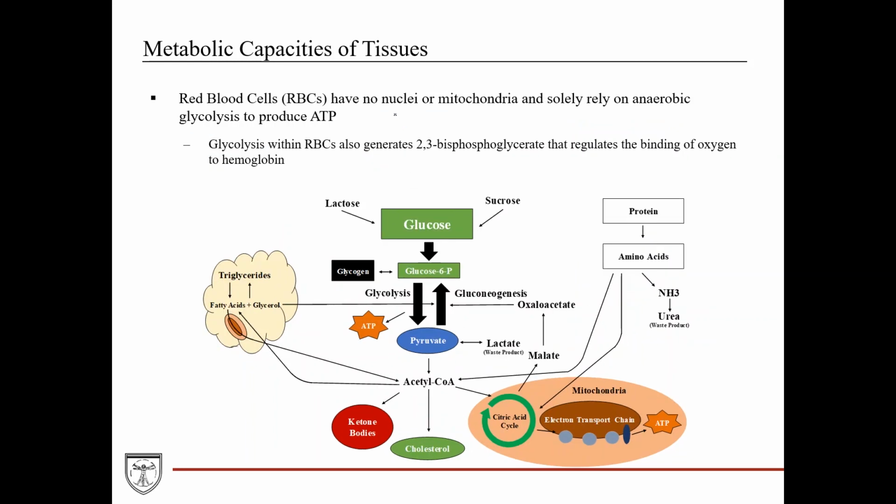Lastly, the red blood cells have no nuclei or mitochondria. So they have no capacity for aerobic respiration, and they rely entirely on anaerobic glycolysis to produce ATP. So there are 2 ATP produced by the process of glycolysis. This is what powers red blood cells. In addition to that, glycolysis within red blood cells specifically generates a molecule called 2,3-bisphosphoglycerate, which regulates the binding of oxygen to hemoglobin. And we'll talk about that in much more detail in the heme lecture in this unit.